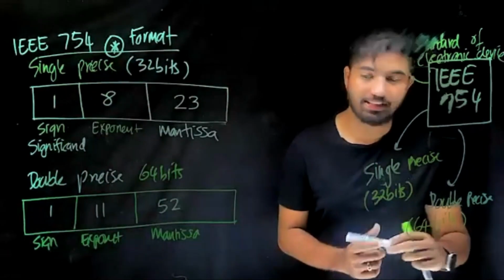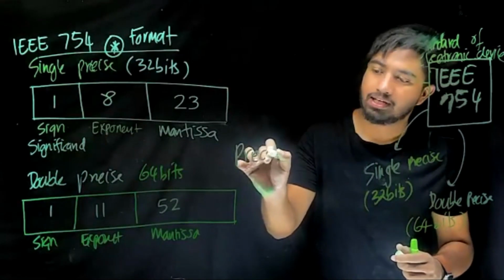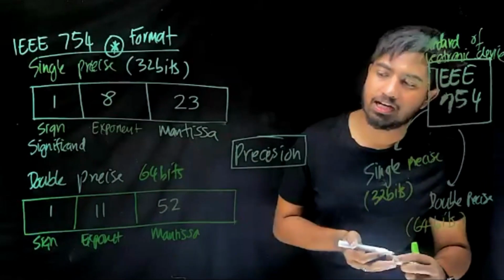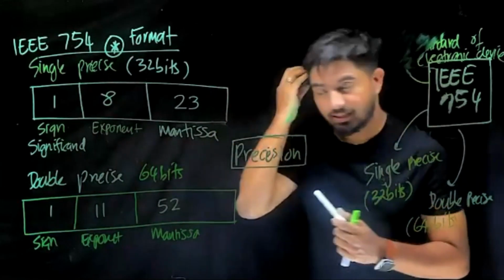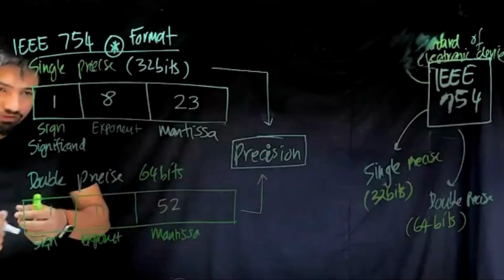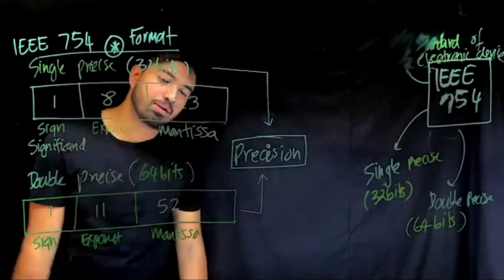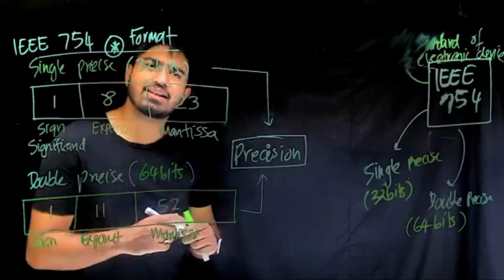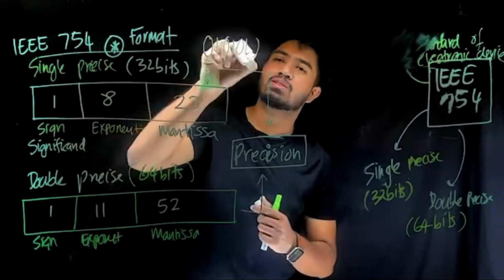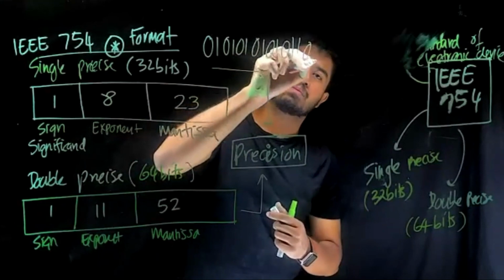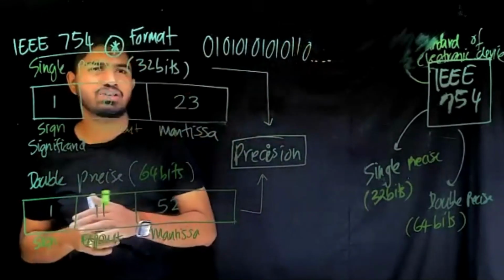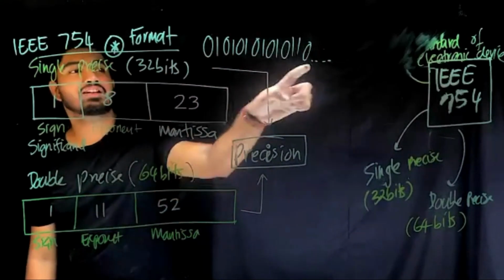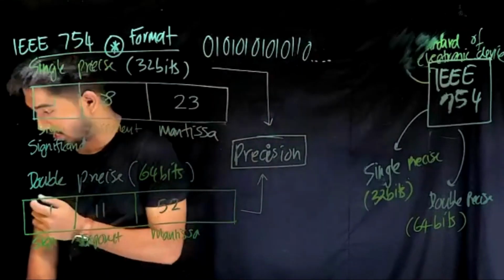Someone was asking me what precision is. If the IEEE format has 64 bits, it is double precision. If the IEEE format has 32 bits, it is single precision. So the number of bits gives the name. Single precision, double precision: maybe 32 bits, maybe 64 bits.